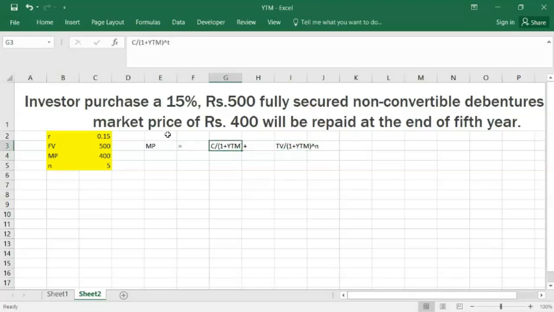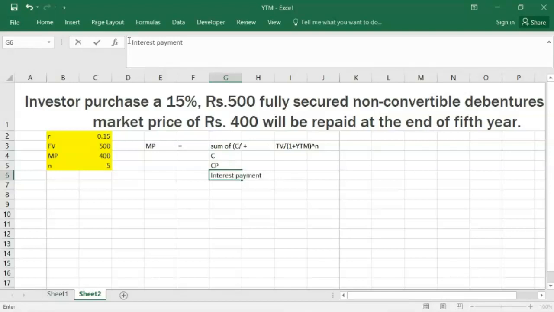Here you can use the summation, the sum of the values. Okay. So here you need to understand that MP is the market price, C is the coupon payment. C, we call it the interest payment.